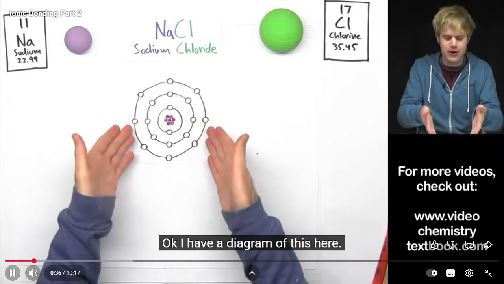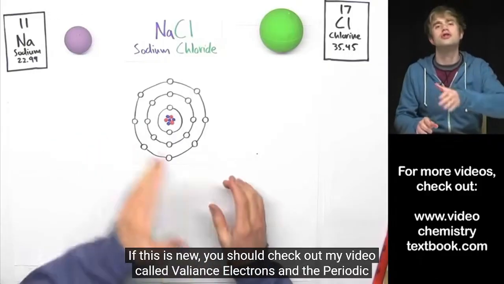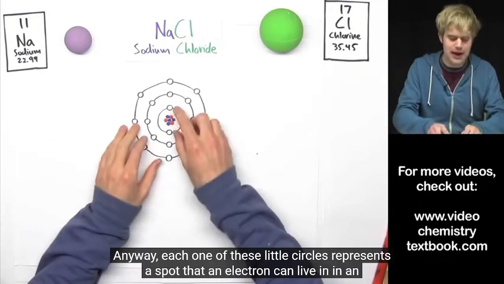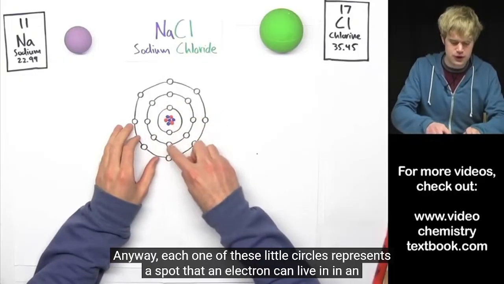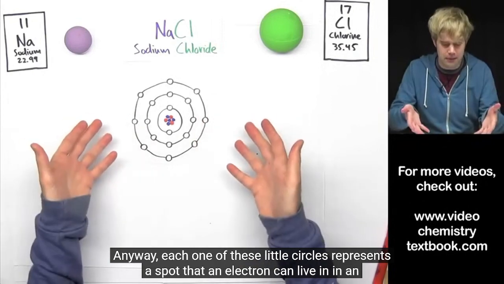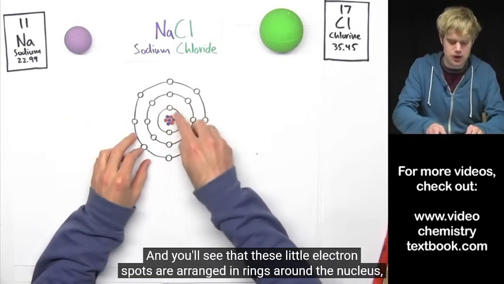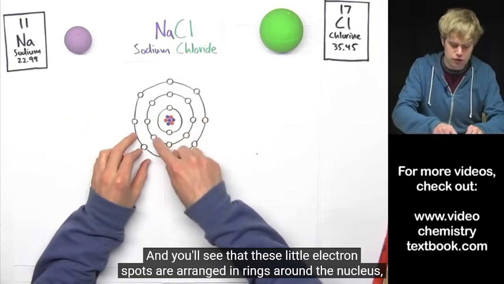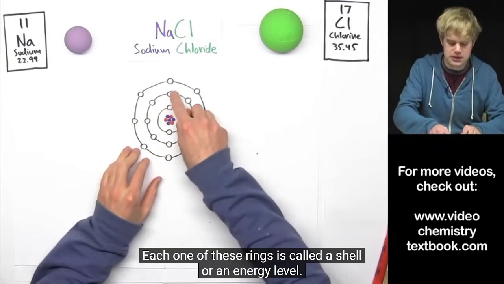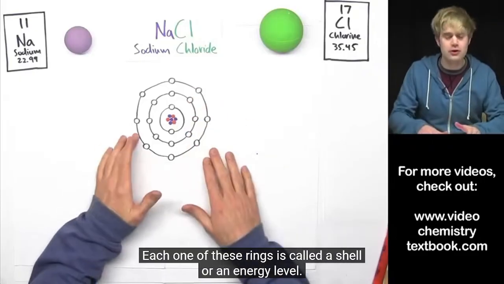Okay, I have a diagram of this here. If this is new, you should check out my video called Valence Electrons and the Periodic Table. Anyway, each one of these little circles represents a spot that an electron can live in an atom. You'll see that these little electron spots are arranged in rings around the nucleus of the atom. Each one of these rings is called a shell or an energy level.